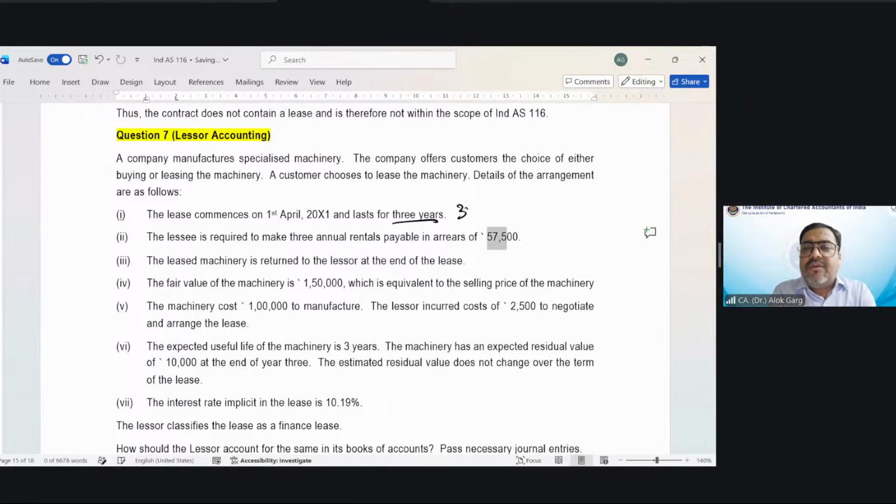The lessee is required to make 3 annual rentals payable in arrears of 57,500. What is meant by payable in arrears? It means at the end. The leased machinery is returned to the lessor at the end of the lease. The fair value of the machinery is 1,50,000, which is equivalent to the selling price of the machinery.